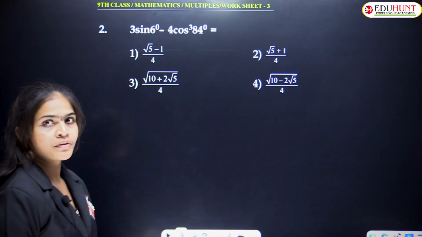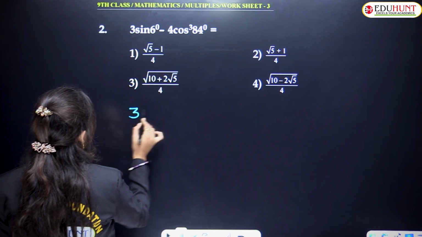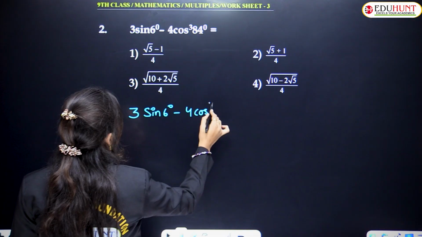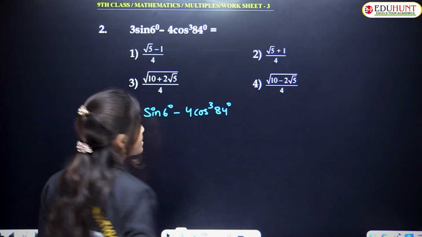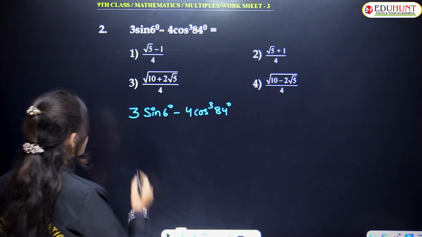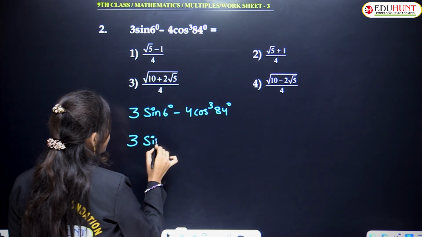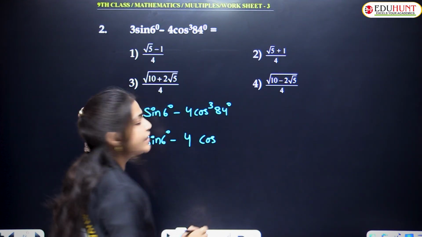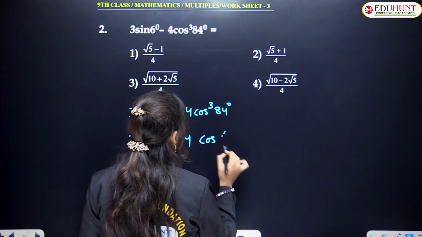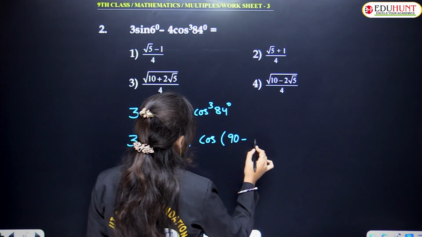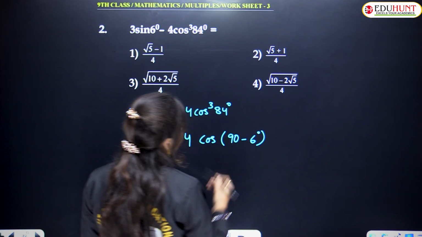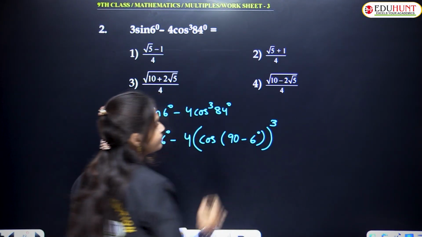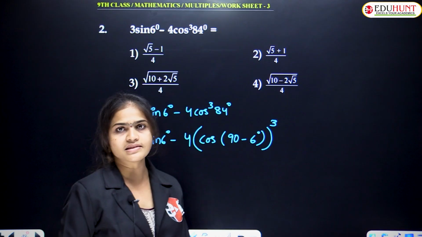See here ma, second question. So, 3 sin 6 degrees minus 4 cos cube 84 degrees. So, here first see that, leave that sin 6 degrees as it is. Okay, just do that some modifications here. We can write that cos 84 as 90 minus 6 degrees. 90 minus 6 is equal to 84 only, no? So, that is why here whole cube. Again we will get it as cos cube of 90 minus 6.